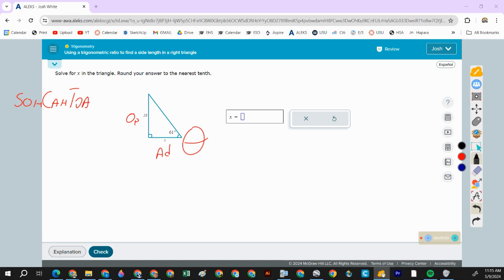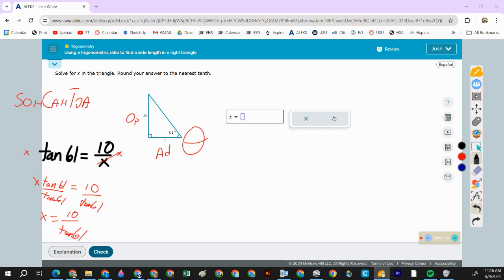So we write the tangent of 61 equals 10 over x. Now, here's how we solve for x, the long way. You could multiply this side by x and multiply this side by x, and those cancel. And then you have x tangent of 61 equals 10, and then we divide by the tangent of 61. And I get x equals 10 over the tangent of 61.